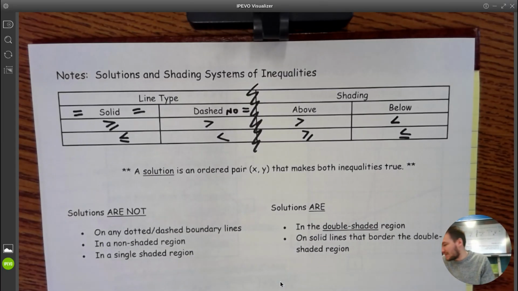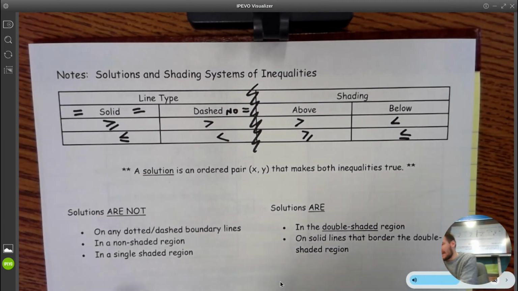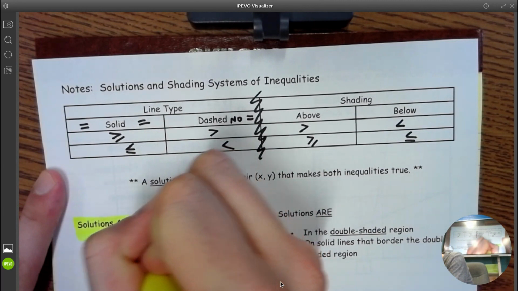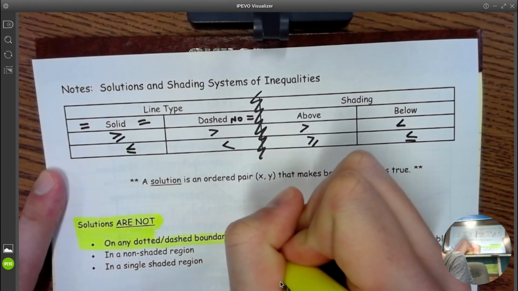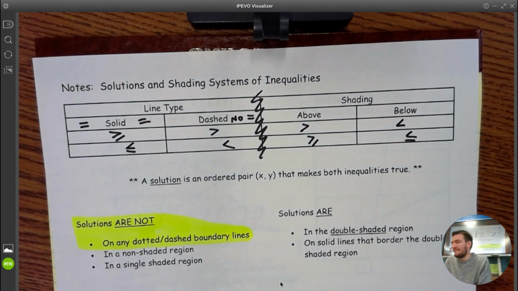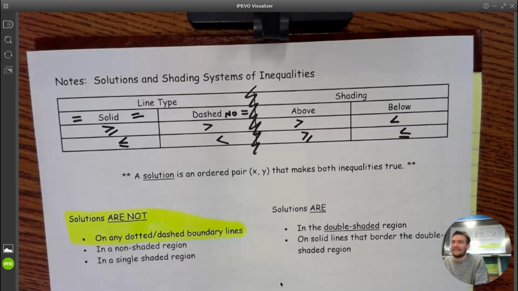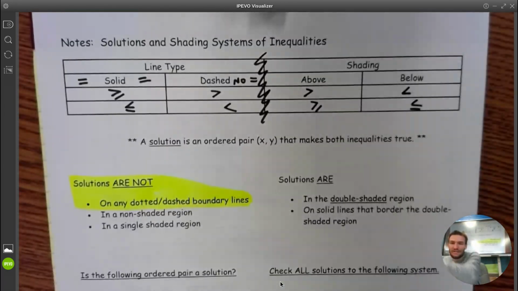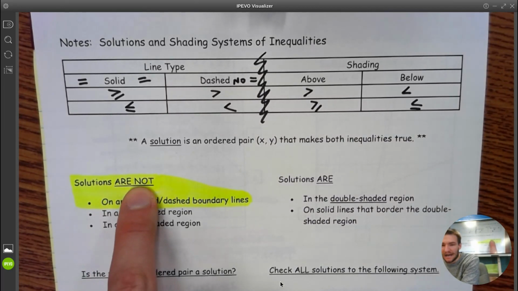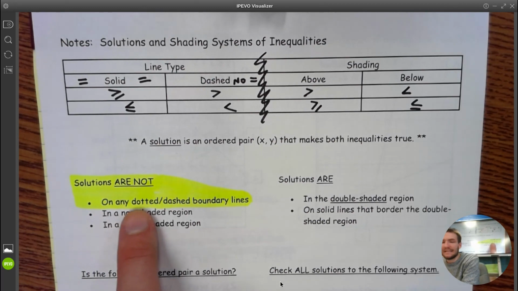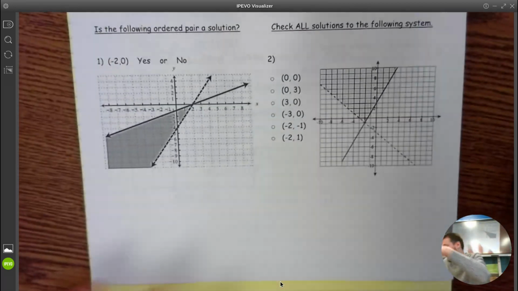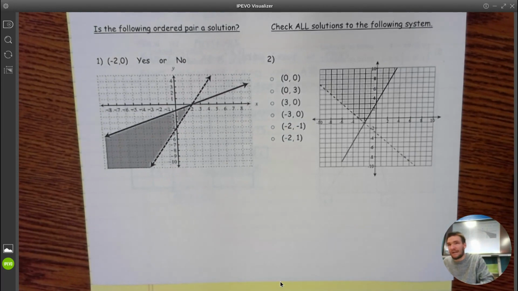Let's go back to our notes here. I'm going to highlight something right here. Solutions are not on any dashed boundary lines. If there is one thing that you want to make sure that you're going to get right, it's that solutions are not on any dotted or dashed lines. Now, of course, we call it dash. At the bottom of my paper, this is something that I really recommend that you write down.